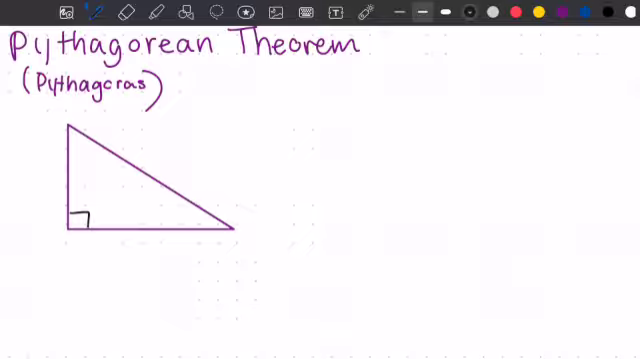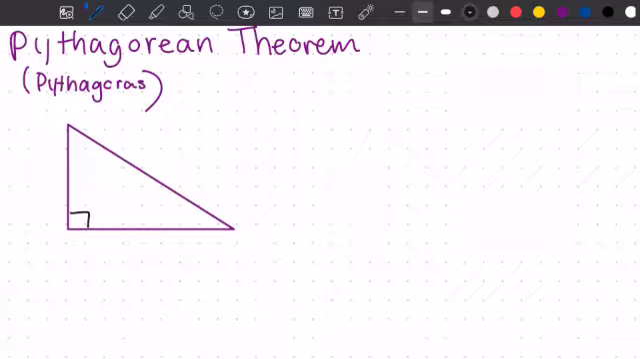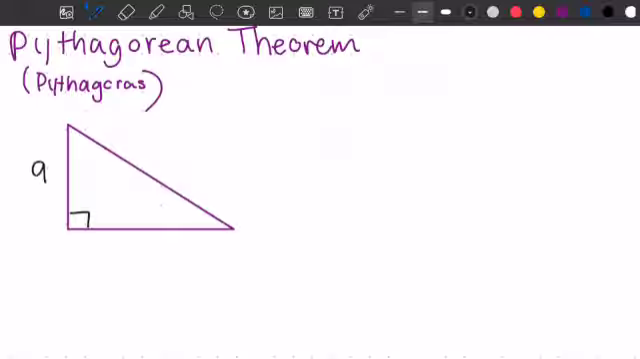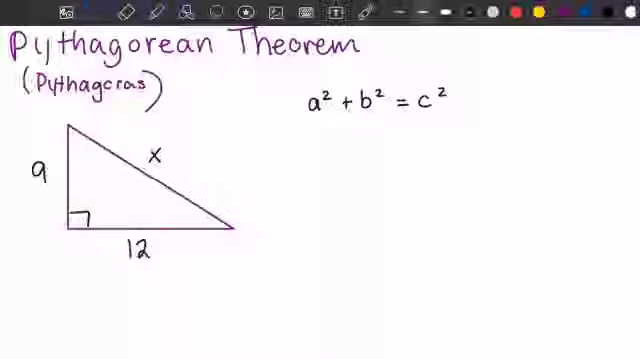So when we're given a triangle like this, what we're trying to do is usually find one of the sides. You're given two and you're trying to find the other one. If I use this one, I'm going to go 9 and 12. This side is what I need to solve for. So I'm going to use my Pythagorean theorem, or Pythagoras relationship, which is what I told you before: a squared plus b squared equals c squared.